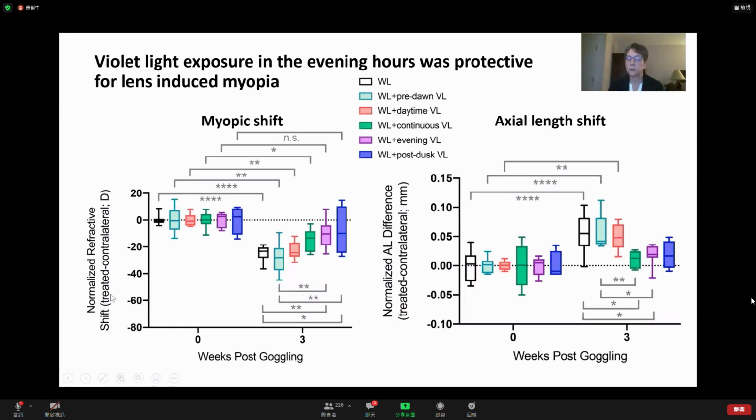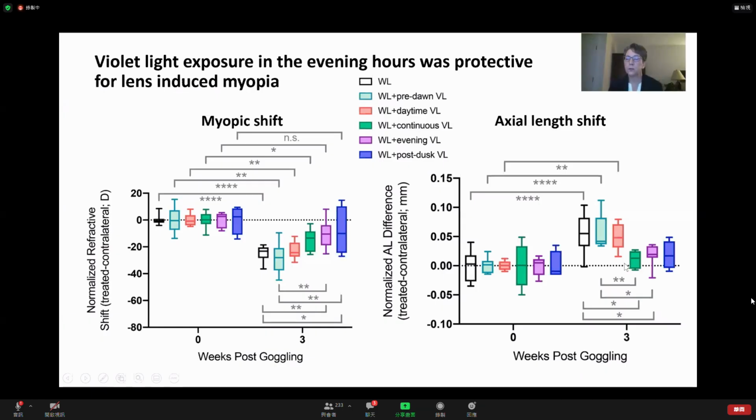This is the difference between the right and the left eye at the beginning of the experiments at 0 weeks post-goggling and at 3 weeks post-goggling. And you can see that our control group, our white light group, has a little over 20 diopters of myopia. Now, the other groups have myopia as well, but you can see that there's less myopia development, particularly in the groups that have violet light in the evening or in those dusk hours.